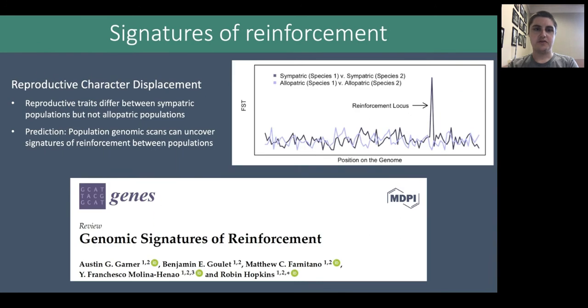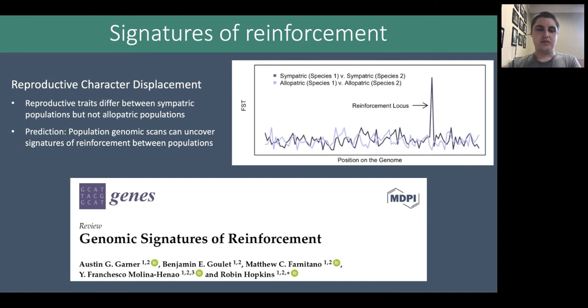A common signature of reinforcement is reproductive character displacement, where reproductive traits differ between sympatric populations, those that overlap with each other, but not allopatric populations, or those that are geographically separate. And the reason for this basically is that geographically separate populations cannot hybridize in the wild, so we wouldn't expect selection against hybridization, whereas sympatric populations could potentially.